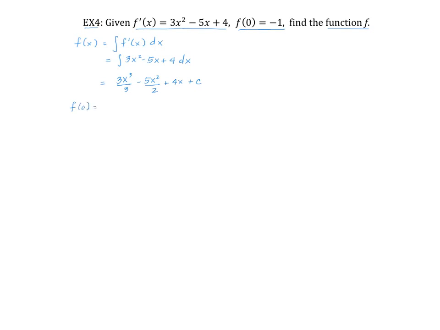So if f of 0 is equal to negative 1, what that means is wherever I see x, I'm going to substitute it with 0. Right? So if x is equal to 0, I have 0 minus 0 plus 0 plus c. Well, all of that has to equal negative 1. We call this the f of 0 equal to negative 1 the initial condition, if I could spell initial.